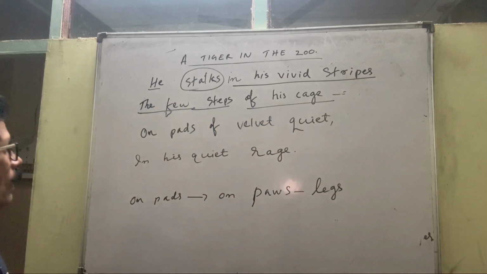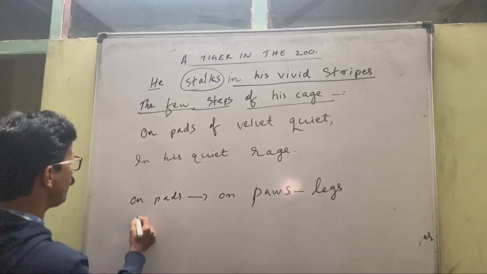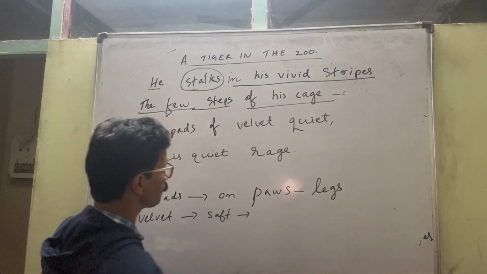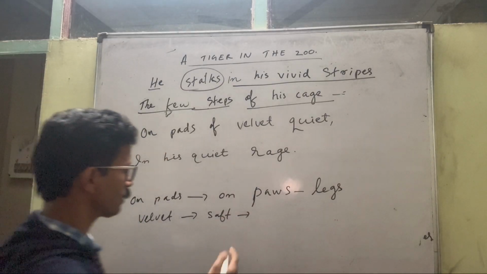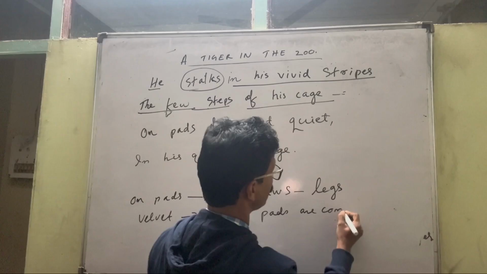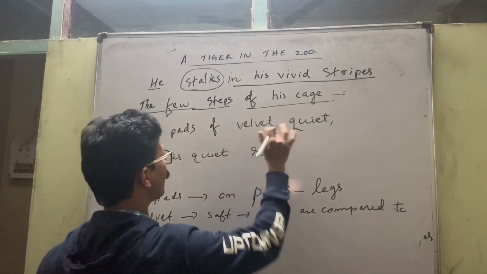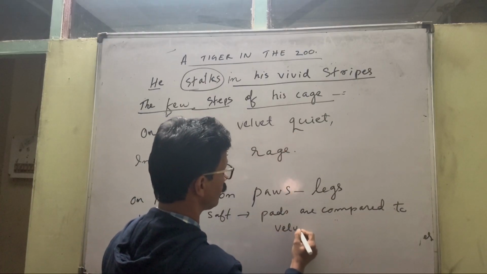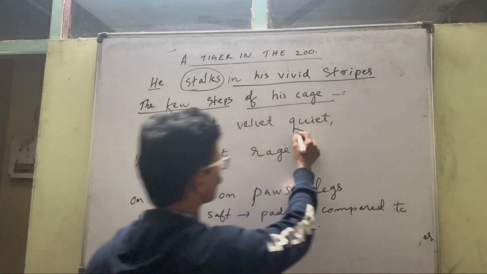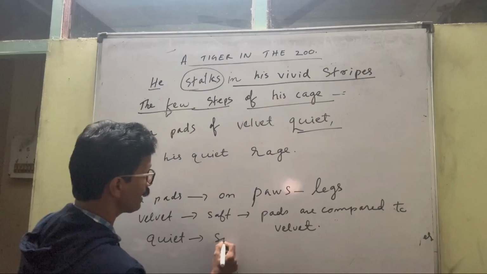Velvet. The paws are compared to velvet. Velvet means very soft. It's soft like velvet. Velvet means paws are compared to what? Velvet. Quiet means what? Quiet means silent.